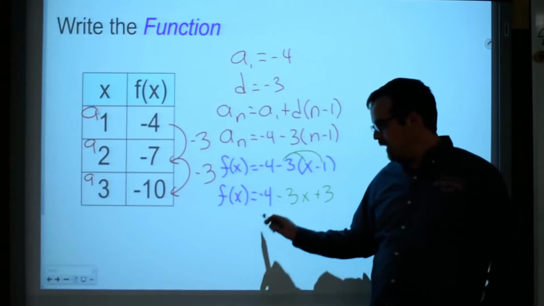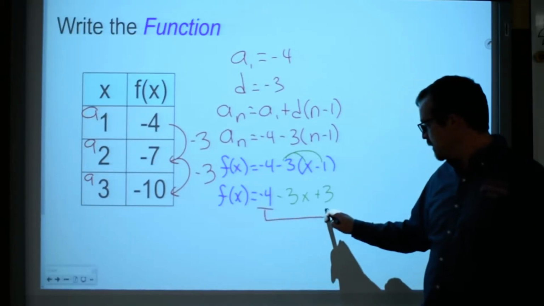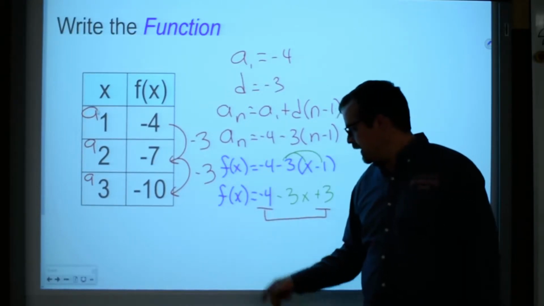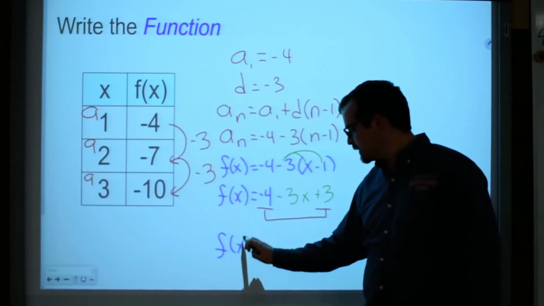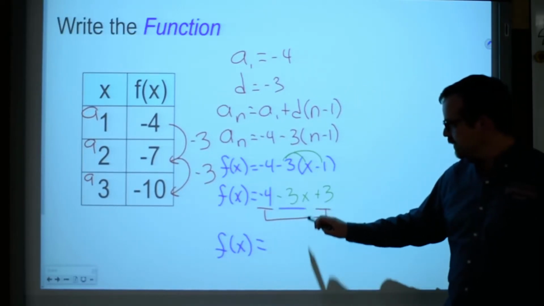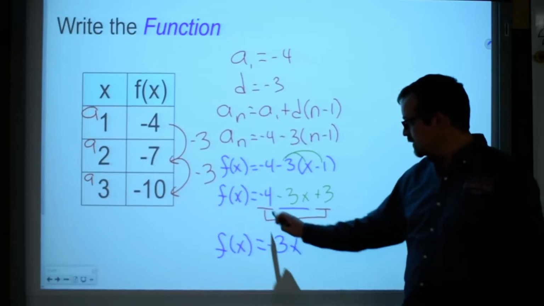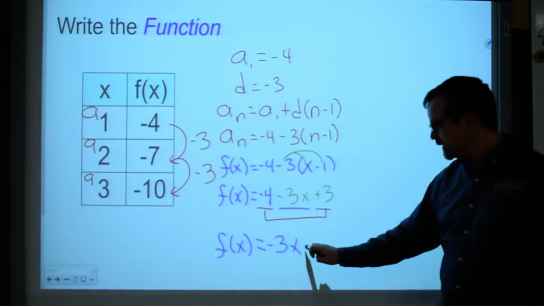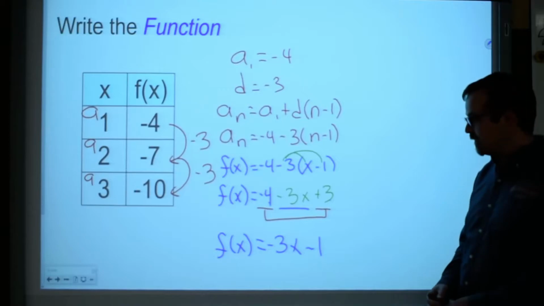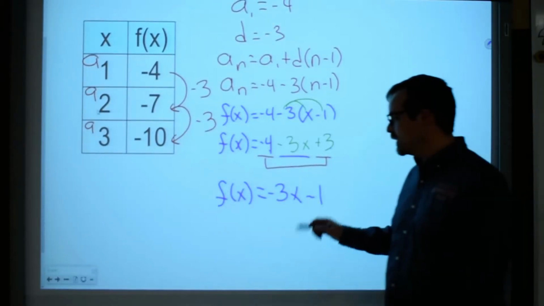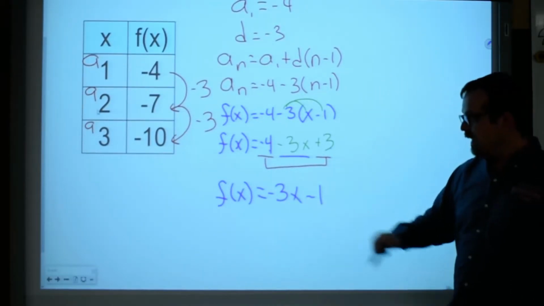And then we combine our like terms of -4 and +3. What we end up with here is f(x) equals, I'm going to bring down my x terms first, -3x. Combine my like terms, -4 and +3 is -1. Now I have my function notation that's nice and simplified for us, and we can see my slope and my y-intercept.